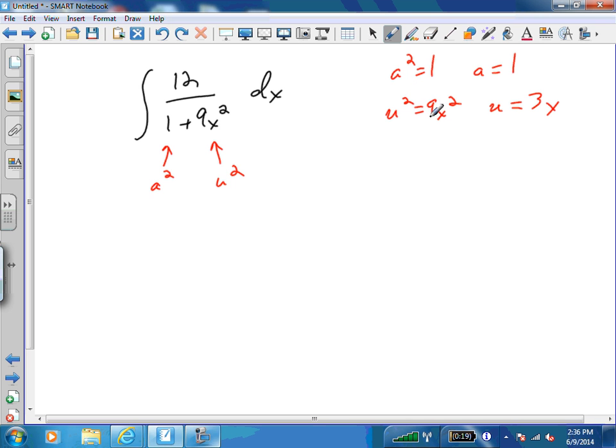3x. The square root of that is 3. The square root of that is x. So what would that make du? 3 dx. Now this 12, that's just a constant, so we can pull that 12 out front. We can put that dx there.